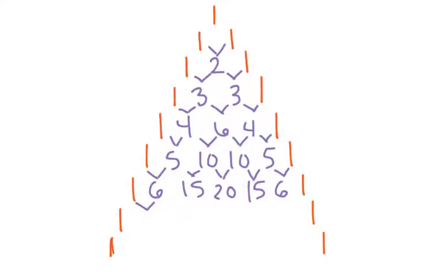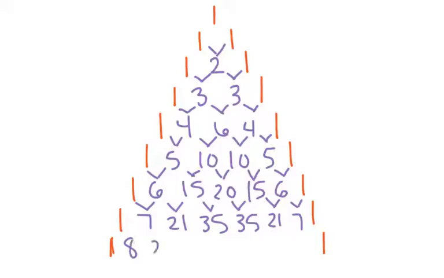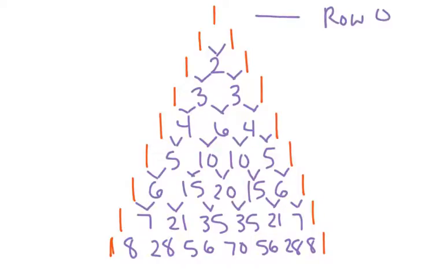Let's at least go down to where we were at here: 1, 7, 21, 35, 35, 21, and 7. Then 8, 28, 56, 70, 56, 28, 8, and 1. The way we read it is this is row 0. We start with 0, not 1. So then row 1, 2, 3, 4, 5, 6, 7, 8, and you can just keep going on and on.